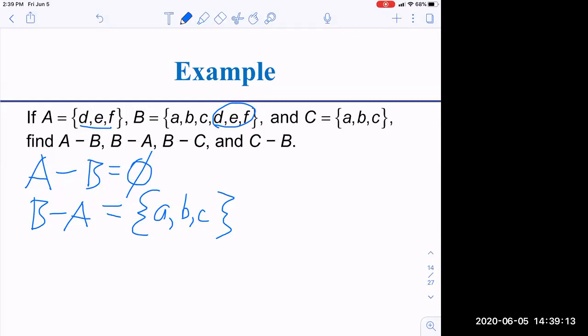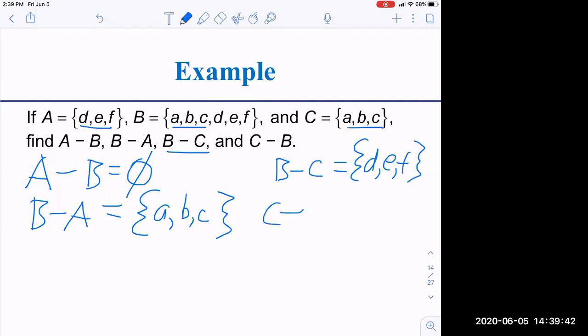Okay, same thing here if we do the set difference between B and C. Notice that again, C is a subset of B. So we're just taking out the intersection part of A, B, and C. So we get D, E, F. And then if we look at the set difference between C and B, again, this is the null set.